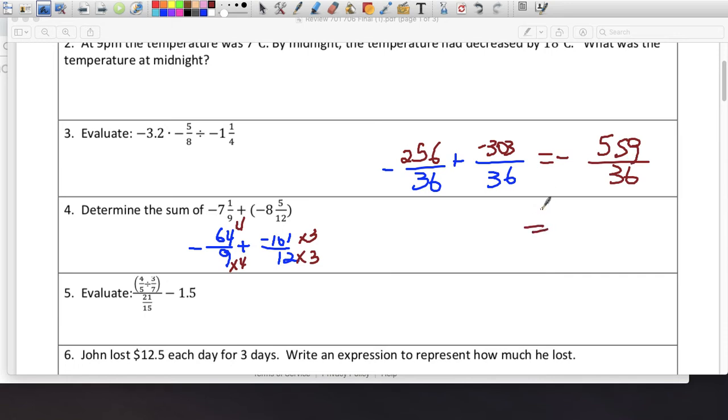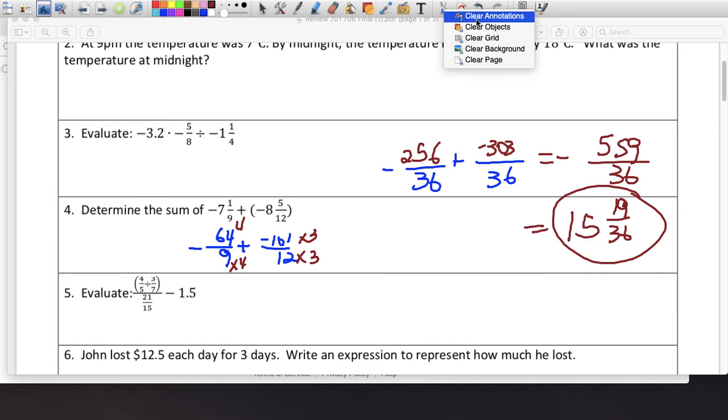Your multiple choice answer will probably be a mixed number, if this was your question. 559 divided by 36: 36 goes into 559 15 times, and 36 times 15 equals 540. So I'm going to have 19 left over 36. I'm going to have some version of this answer as your multiple choice.